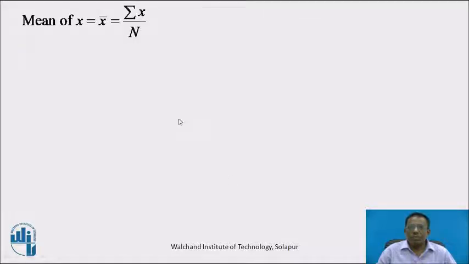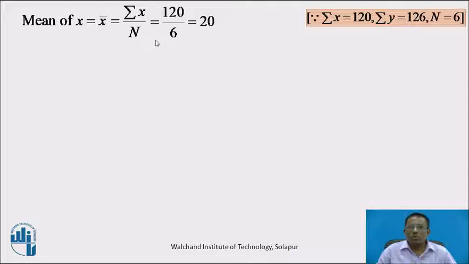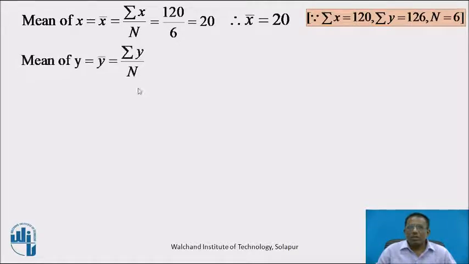Now, first of all we have to find the mean of x, which is x bar, equal to summation x upon n, that is summation x is 120 upon n is 6, which is equal to 20. Therefore, x bar is 20. Now, the mean of y, y bar, is equal to summation y upon n, which is 126 upon 6, which gives 21. Therefore, y bar equals 21.